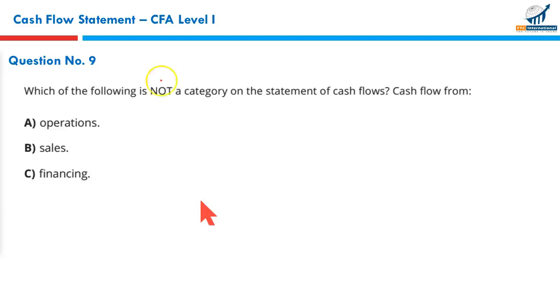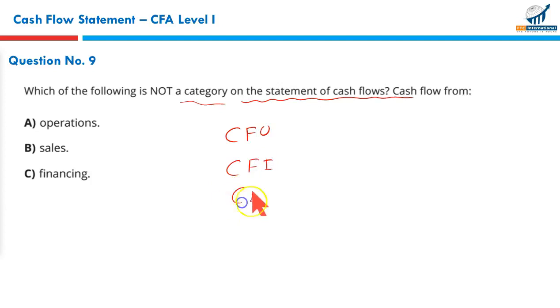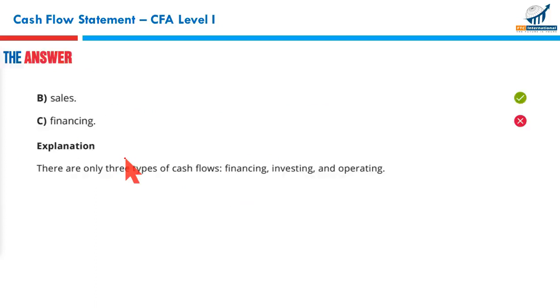Next, which of the following is not a category on the statement of cash flows? We have 3 categories: cash flow from operations, cash flow from investing activities, and cash flow from financing. There is no activity such as sales. It's a ridiculous option, and that is the right answer, B. There is no such category.